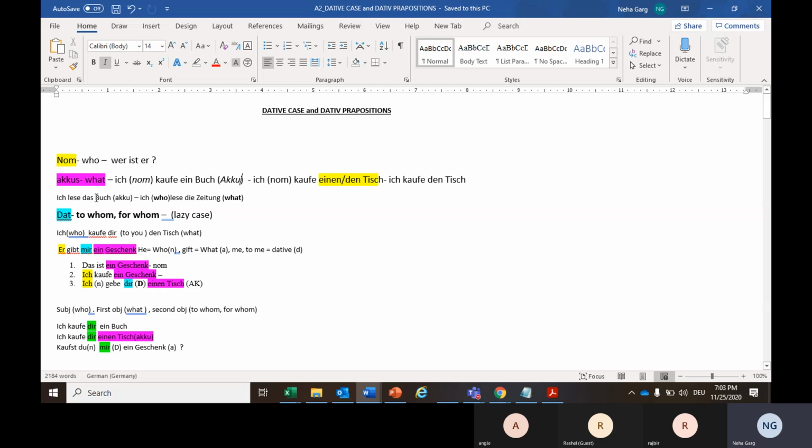Then if we talk about the dative case, this is the second object in a sentence. So accusative is our first object in a sentence, but dative is our second object in a sentence. This is also known as the lazy case, which is being impacted indirectly in a sentence. Now, how do we see the dative case in a sentence? Let me give you an example for that. So dative is basically to whom something is being done or for whom something is being done.